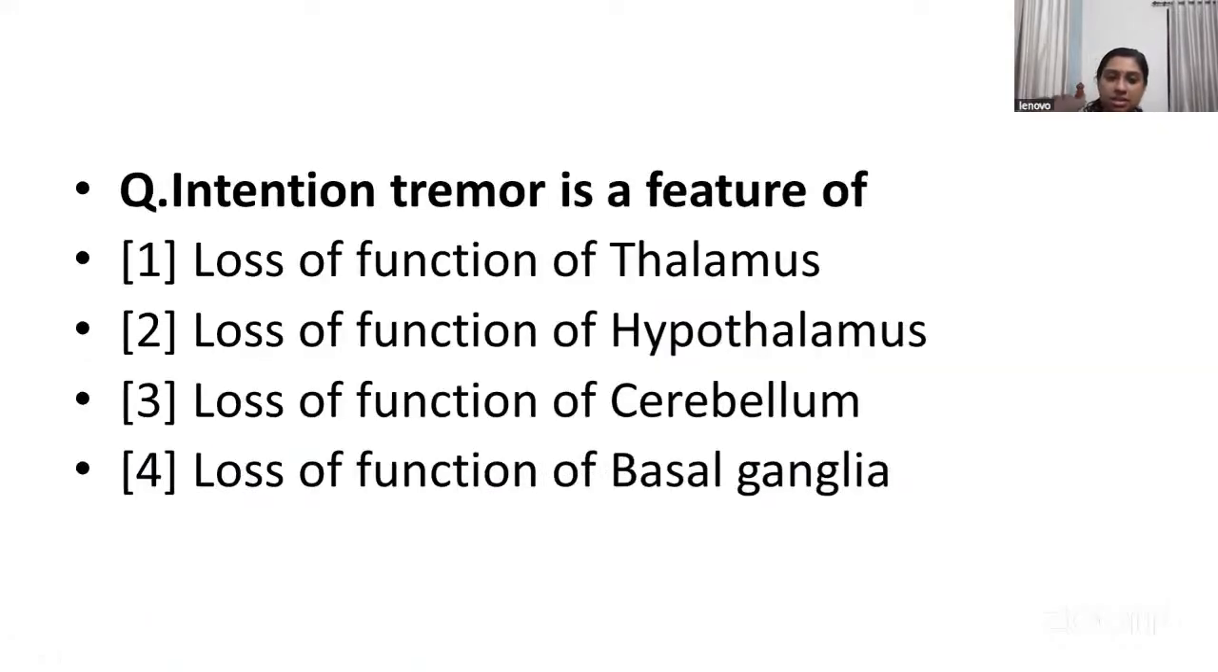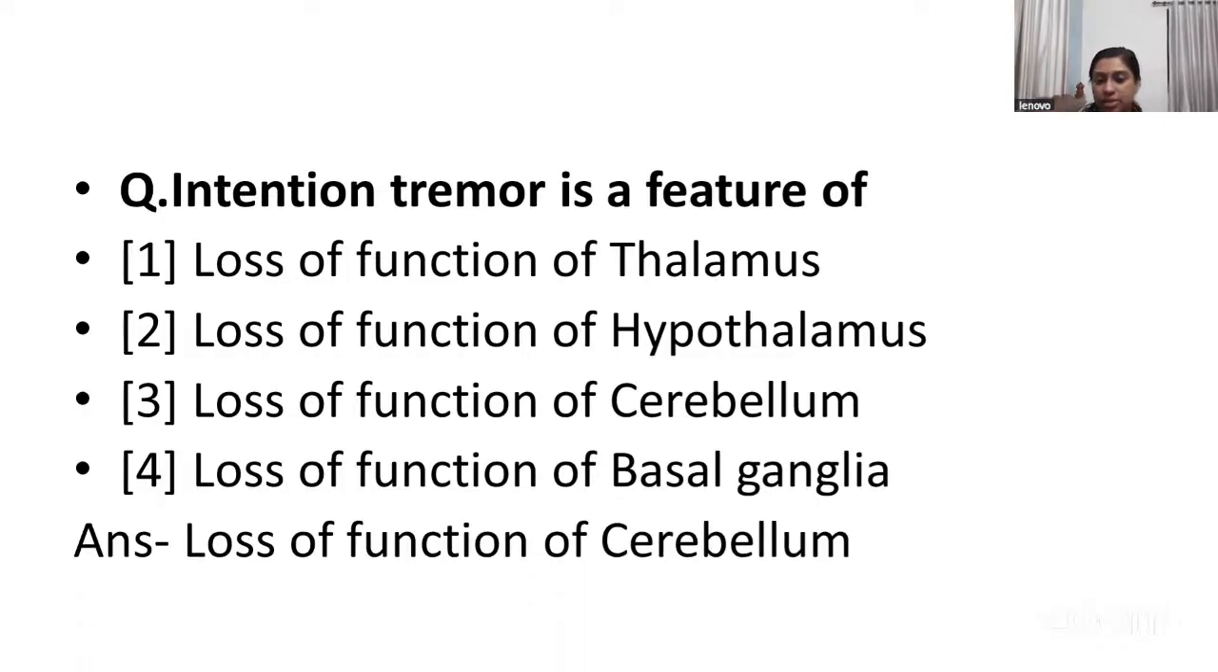Next is intentional tremor is a feature of. You have to be very careful while reading the question. Here we are asking about the intentional tremor and not the simple tremor. Okay, so intentional tremor is a feature of. Options are loss of function of thalamus. Second is loss of function of hypothalamus, loss of function of cerebellum, loss of function of basal ganglia. The answer is loss of function of cerebellum.